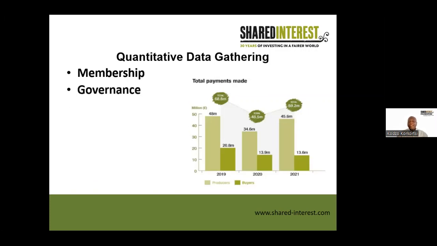We also gather data on our governance system. How many people do we have on the council? How many people do we have on our board? Do we have new members of the board, new non-exec? So we look at the governance structure, the senior team. How many members do we have on the senior team? Do we have new members joining the senior team? So all these data are gathered on our governance system.